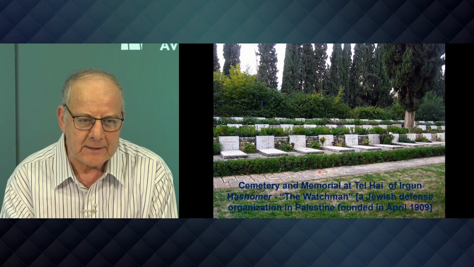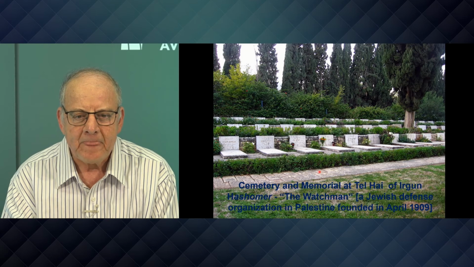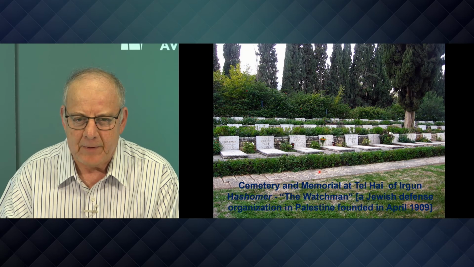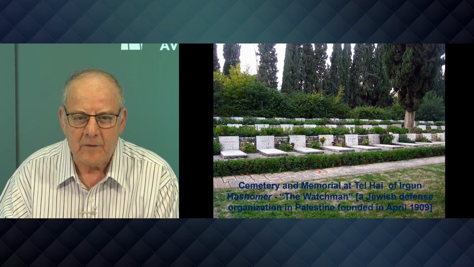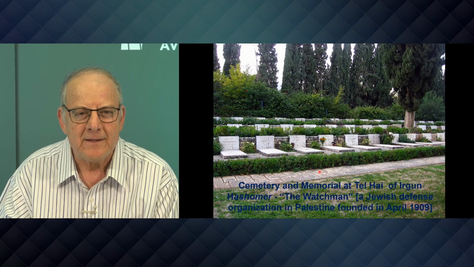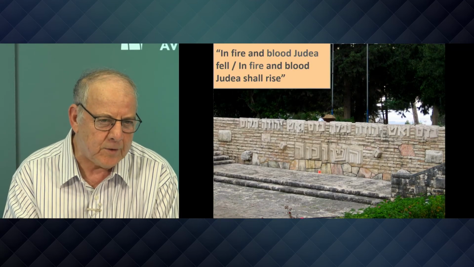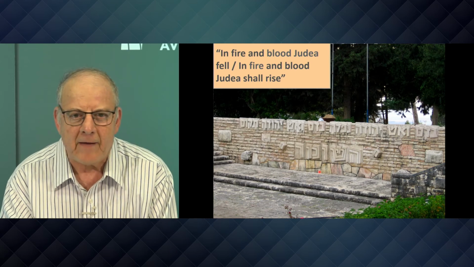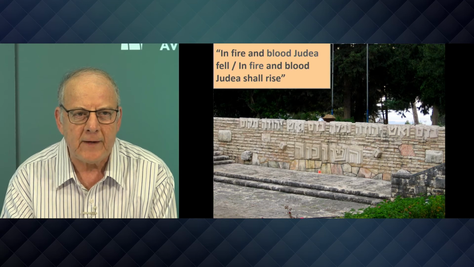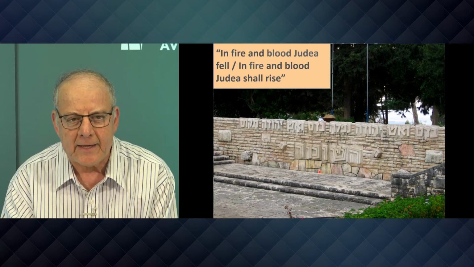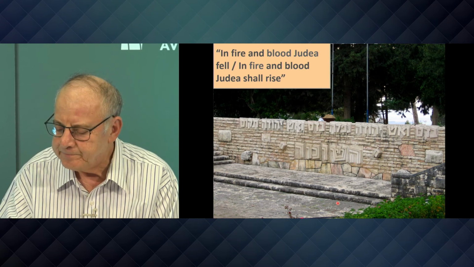Bar Giora is another. You see the cemetery of HaShomer in Kfar Giladi, and some members of this group that was founded in 1909, exactly the same year of the first visit to the tomb of the Maccabees. You can see it, and there you can read the slogan that became very popular in this time, בדם ואש יהודה נפלה, בדם ואש יהודה תקום, in fire and blood Judea fell, in fire and blood Judea shall rise. ארגון השומר, yes, the name is written, this is in Kfar Giladi.